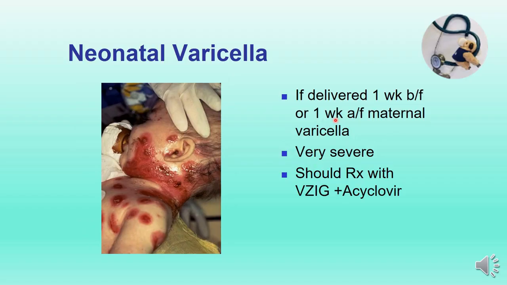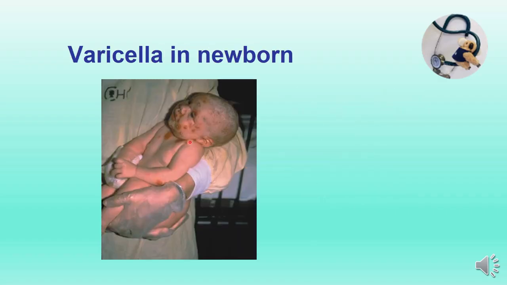Neonatal varicella. This is a condition when the mother has chickenpox 1 week before delivery or 1 week after delivery. There is a high chance a newborn may also have a varicella rash or infection. So this condition is known as neonatal varicella. This is a very severe and life-threatening condition. Here the baby needs treatment with varicella zoster immunoglobulin and acyclovir. So this is a newborn having a varicella rash.